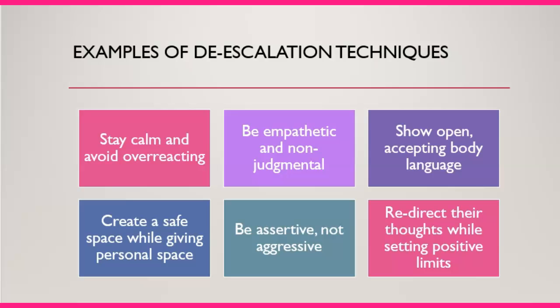What are some examples of de-escalation techniques? Well, always remember to stay calm and avoid overreacting. Be empathetic at all times and non-judgmental. You do not want to blame or point fingers at them. Show open and accepting body language, showing that you care, that you're not upset at them, and that it's going to be okay. You can also do this by creating a safe space while giving them personal space. Be assertive, not aggressive. And last but not least, redirect their thoughts while setting positive limits.